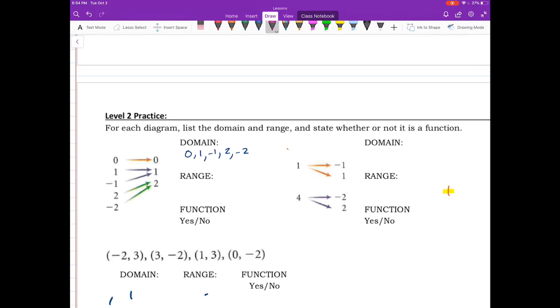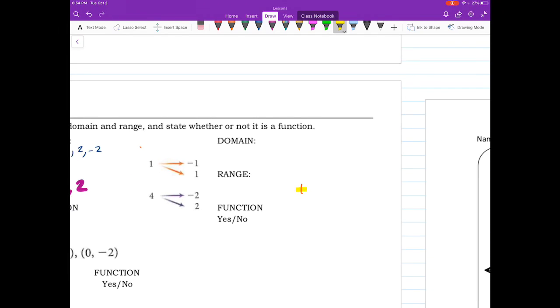Okay, what is your range? 0, 1, and 2. Is it a function? Yes. Did anything repeat? We didn't repeat x's, so it's a good relationship. Okay, be careful here. This is your domain. This is your range. Be careful.